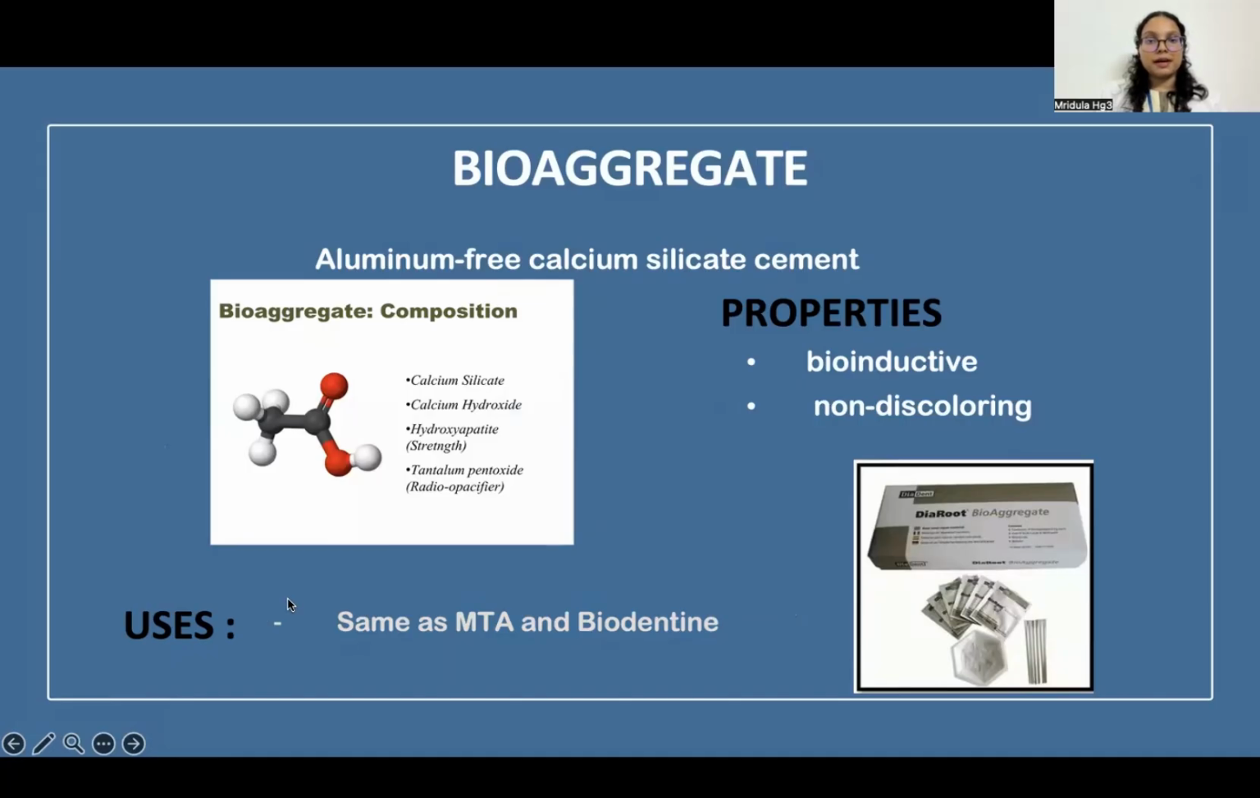The next is BioAggregate. BioAggregate is an aluminium-free calcium silicate cement. The composition is calcium silicate, calcium hydroxide, hydroxyapatite, and tantalum pentoxide. The properties are that it is bioinductive and it does not discolor like MTA. And the uses are the same: as a root-end filling material, and in case of internal resorption or external resorption. In all such cases, BioAggregate is also used.